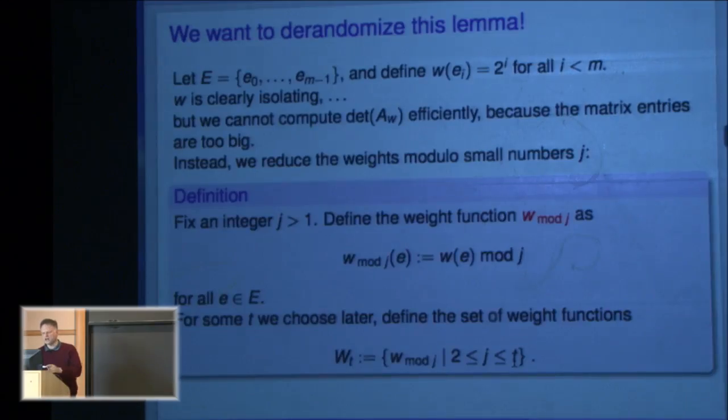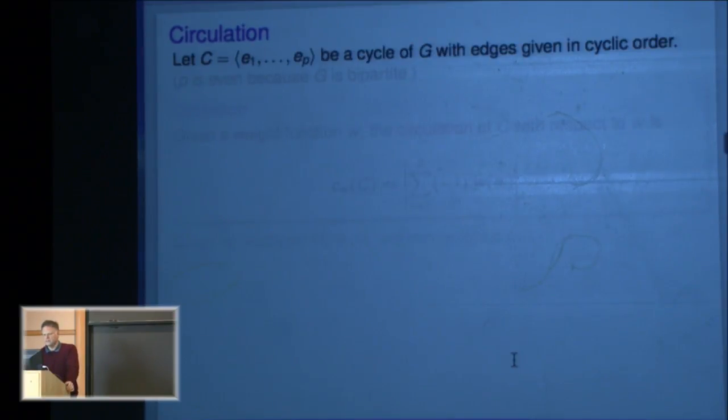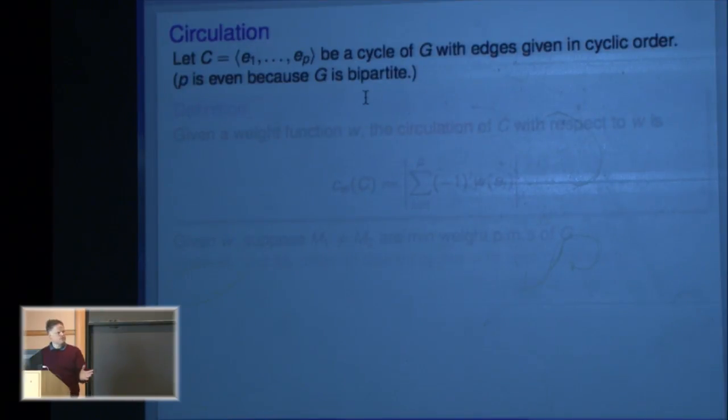All right. So I'll come back to this in a couple of slides, but I have to talk about circulation next. Cycles come up in perfect matching because if you take two perfect matchings that are different and look at their symmetric difference, that forms disjoint cycles. It's not too hard to see. If you have a weight function on a graph and you have a cycle, an important quantity is its circulation. So we're going to define a cycle. Let C be a cycle where the edges, E1 to EP, are given in cyclic order. And G is assumed to be bipartite from now on, and so P is going to be even.